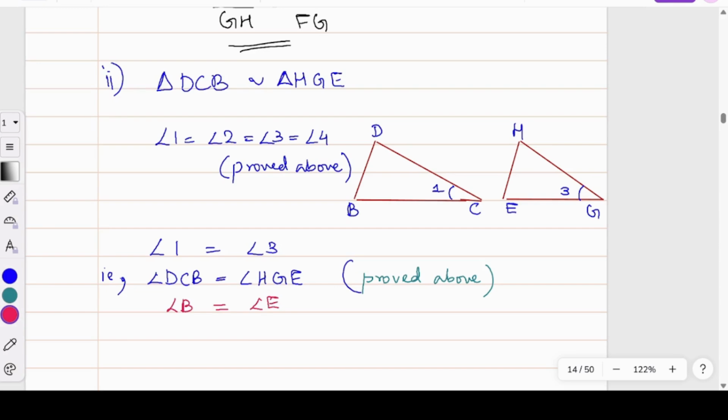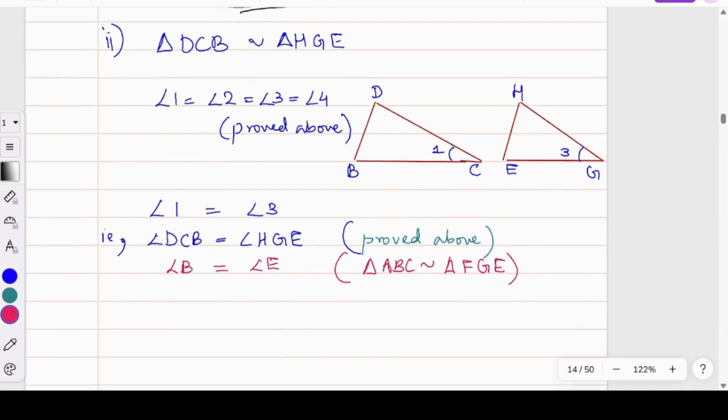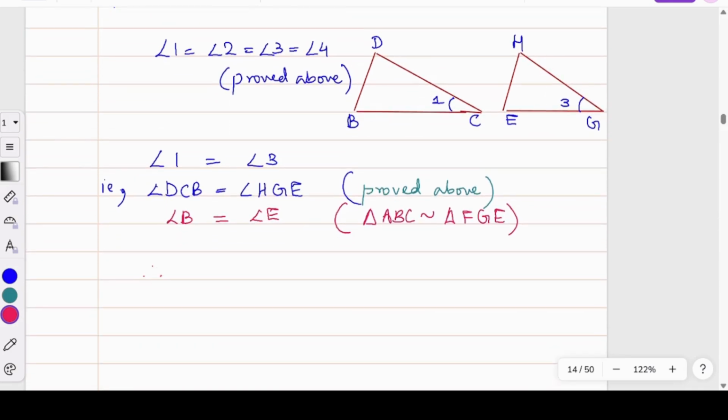Why? Because the triangles are similar, right? Already they have given us triangle ABC similar to triangle FEG. Therefore, that is also because triangle ABC is similar to triangle FGE. Therefore, we can write that angle B is equal to angle E. Hence, we can write what? Therefore, triangle DCB is similar to triangle HGE. Hence, proved.